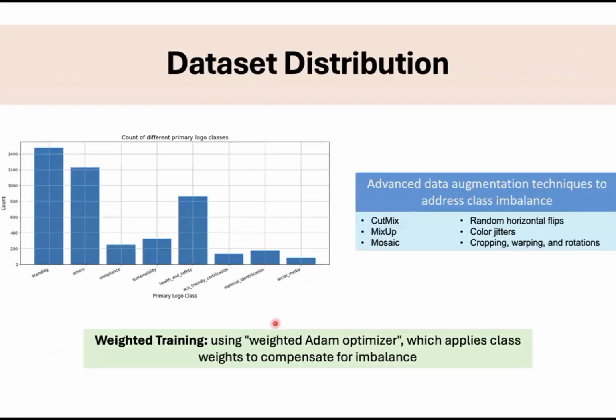Now, moving forward, this is the data set distribution of our logo detection data set. As you can see in this particular bar chart, there is a huge class imbalance among all the different kinds of logos present in the artwork.